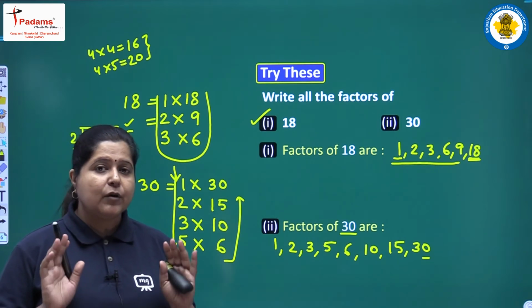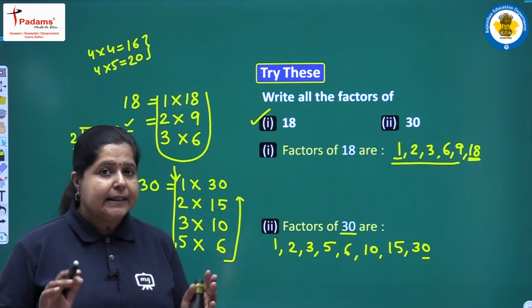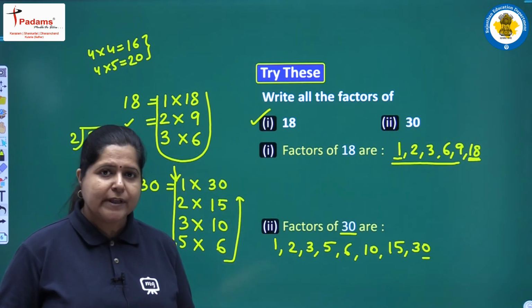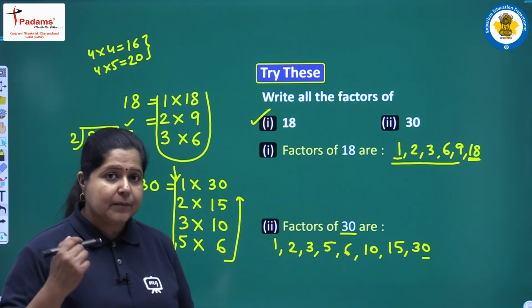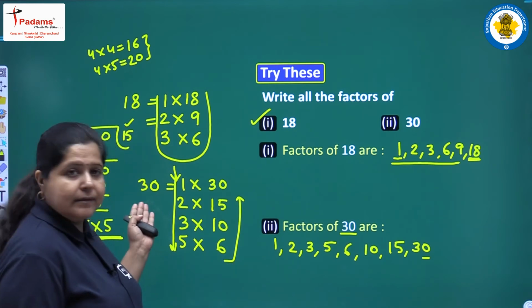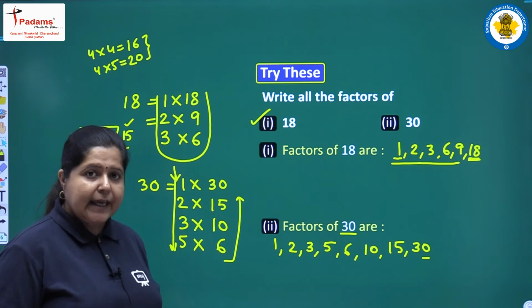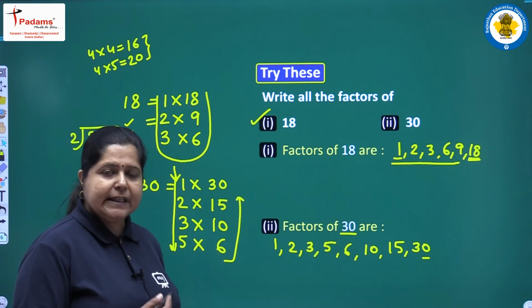Whenever we ask about factors of any given number, then we try to break it up into 2 or sometimes more than 2 parts such that their product is equal to the given number, 30 in this case. And again we will be taking up more examples later on.